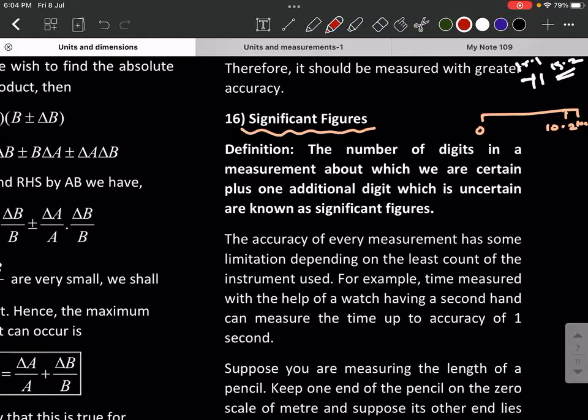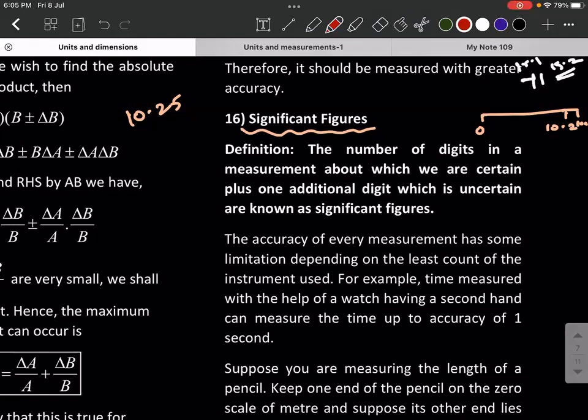When you report the answer as 10.25, you are telling me that out of the 4 digits, 4 figures that you are able to see, how many are certain? 10.2 is certain, but that 5 you are uncertain. It is only your guess. So if I ask you how many significant figures are there in this scenario, you will say 4, right?